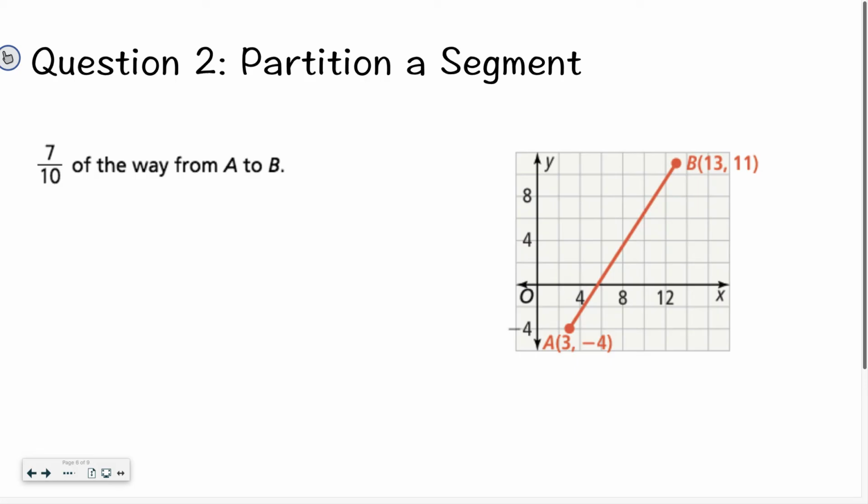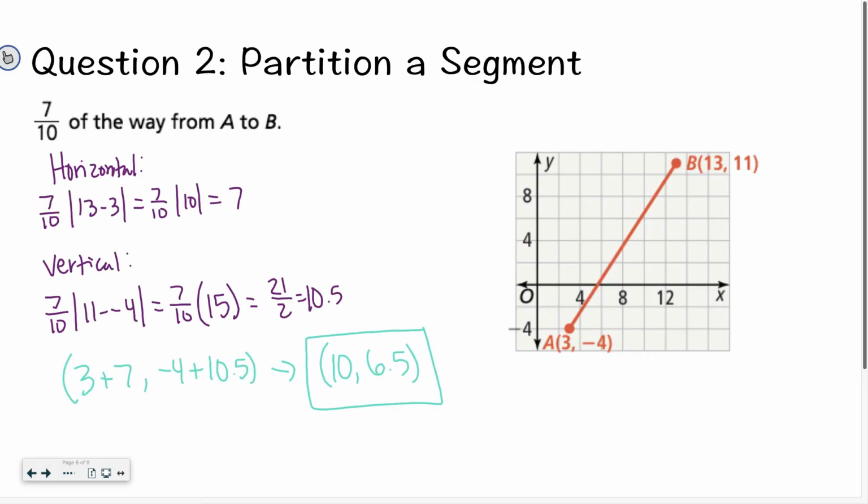Go ahead and try this problem on your own. Good luck. Hopefully you ended up at 10, 6.5 as your coordinate. If not, please be sure to put a little note next to it and ask myself or a friend.